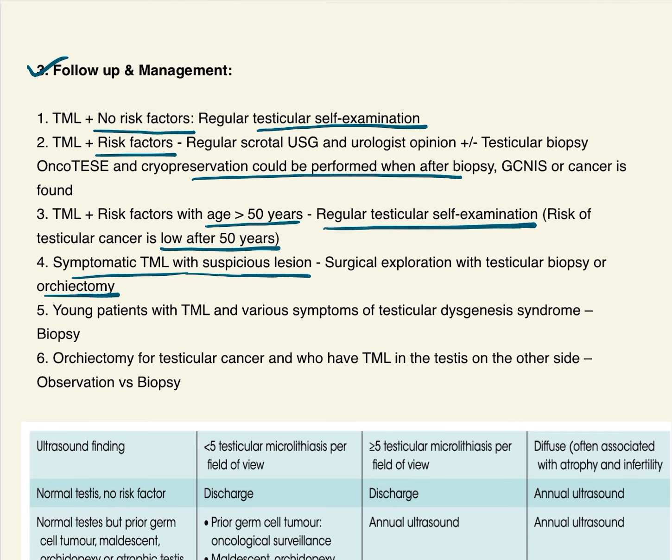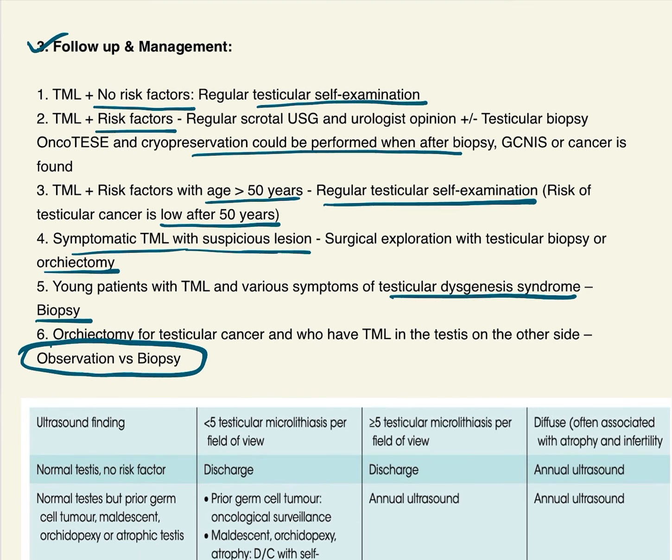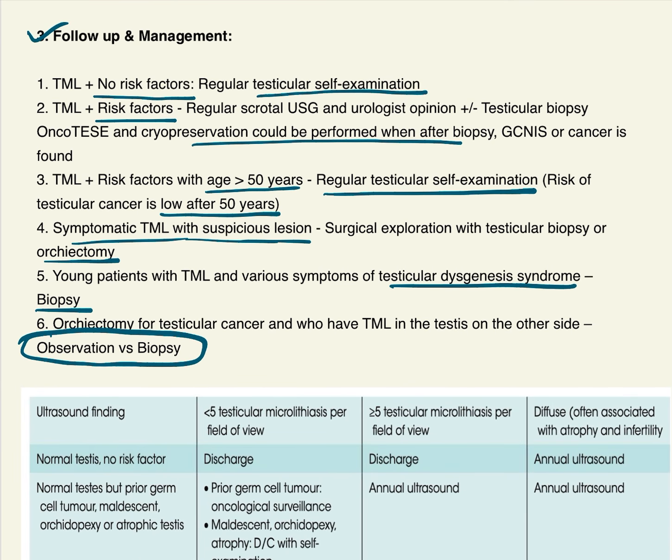Young patients with testicular microlithiasis and various other symptoms of testicular dysgenesis syndrome would need a biopsy. For patients who have had orchiectomy for testicular cancer and who have TML in the testis on the contralateral side, there is also a debate whether they should be observed or biopsied. This is based on risk factors and age and the presence of a suspicious lesion. This is one protocol that you can follow.